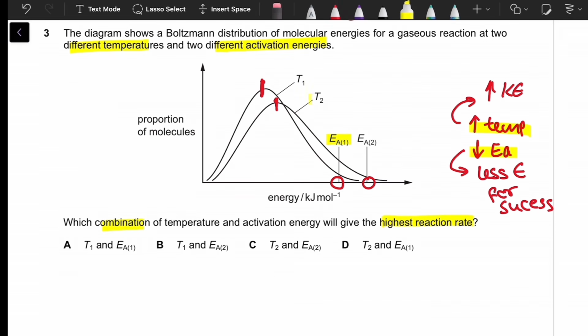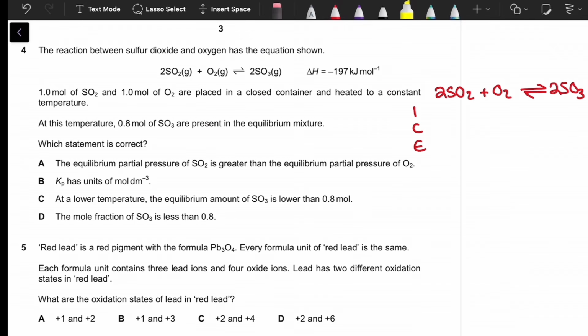Therefore, T2 is our greater temperature. So, combining T2 and EA1 would give us the highest reaction rate. Therefore, the answer is D. Okay, question 4 has given us an equation and would like us to find the correct statements. The reaction equation is between sulfur dioxide and oxygen to give sulfur trioxide. It has a delta H of negative 197 kilojoules per mole, which is a negative enthalpy. Therefore, it is an exothermic reaction in the forward direction.